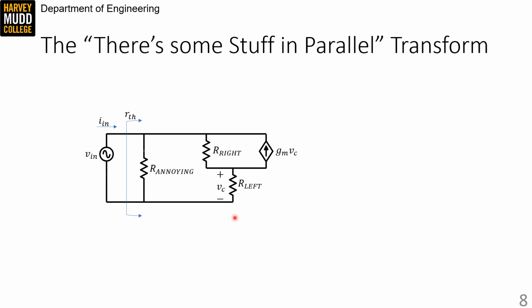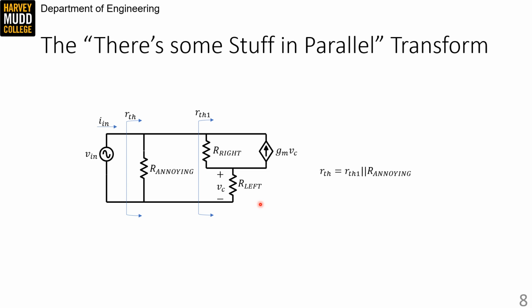But when we derived our result for this small signal pattern, we had assumed that all of I in passed through R left, and that's not true because of the annoying resistor. So we're going to analyze this circuit by changing what circuit we're looking at.